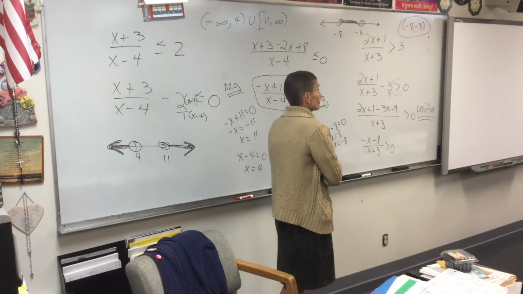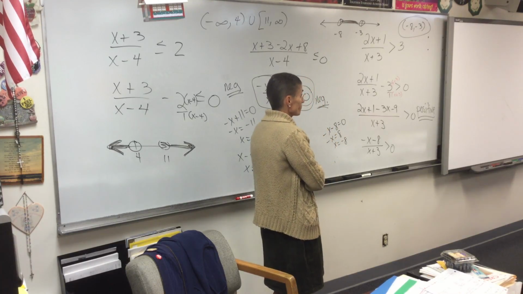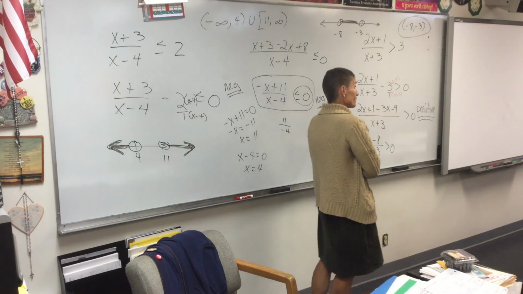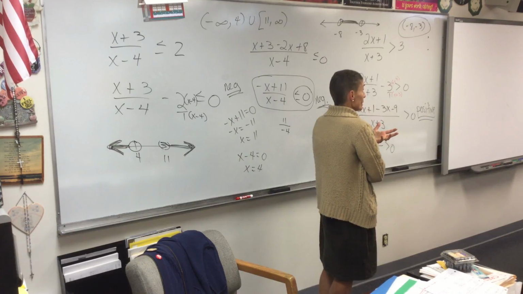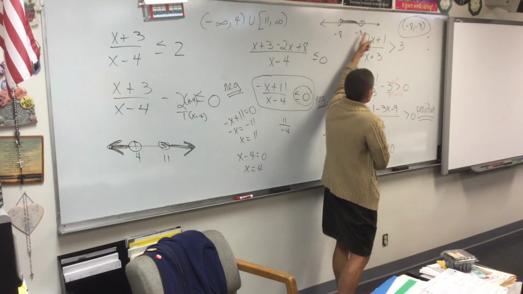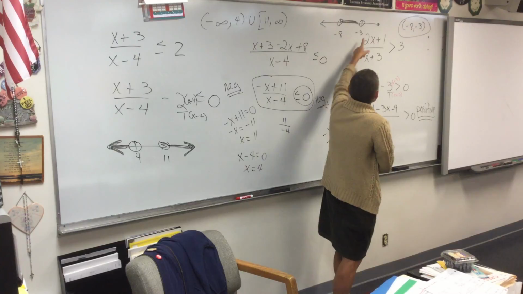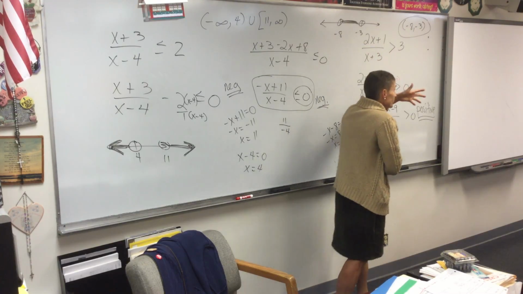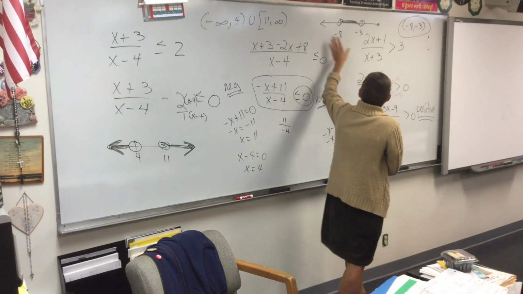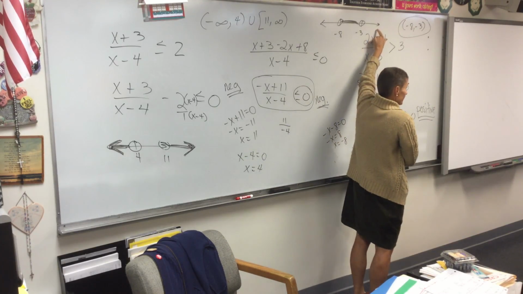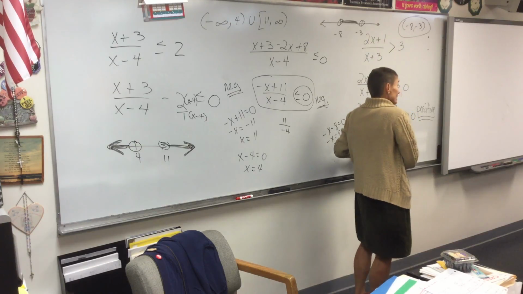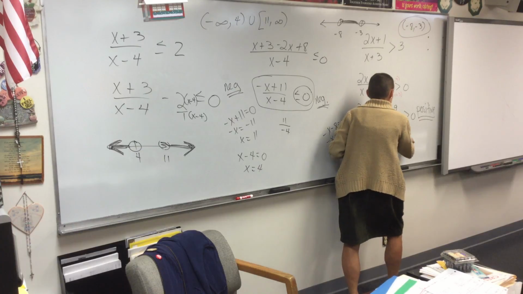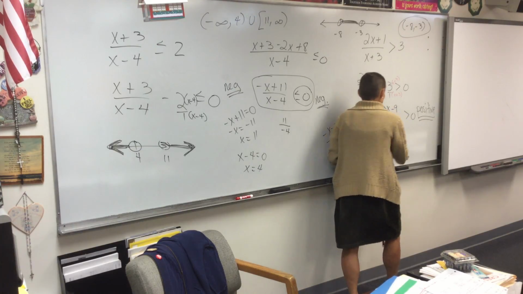You have to pick a number. Anything you want. So what number do you want to pick? Five. So I'm going to put 5 into my problem. When I put 5 in, I'm going to have a negative top, and they're all parentheses, and a positive bottom.